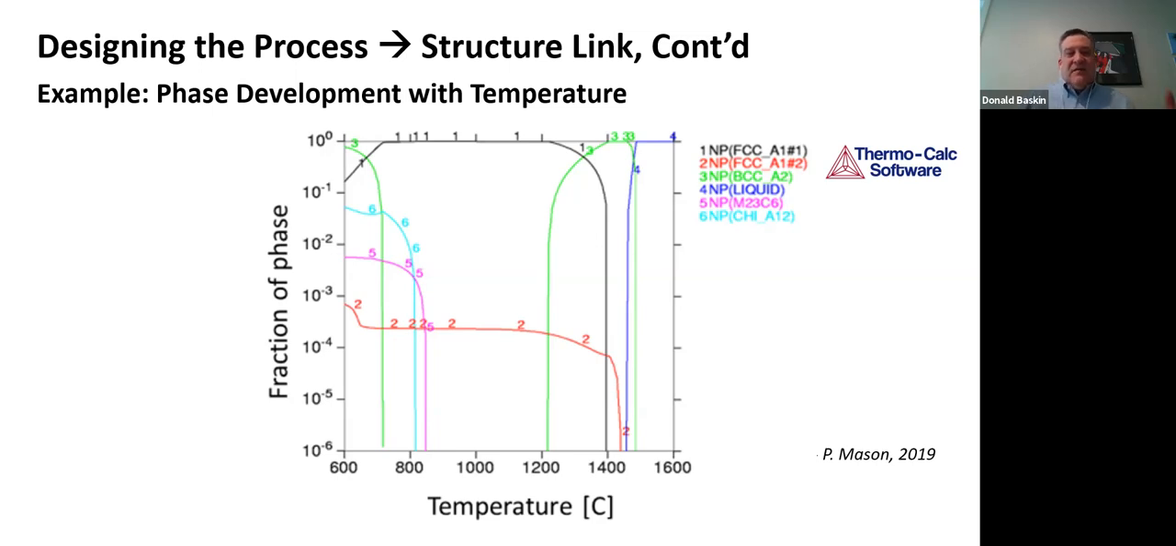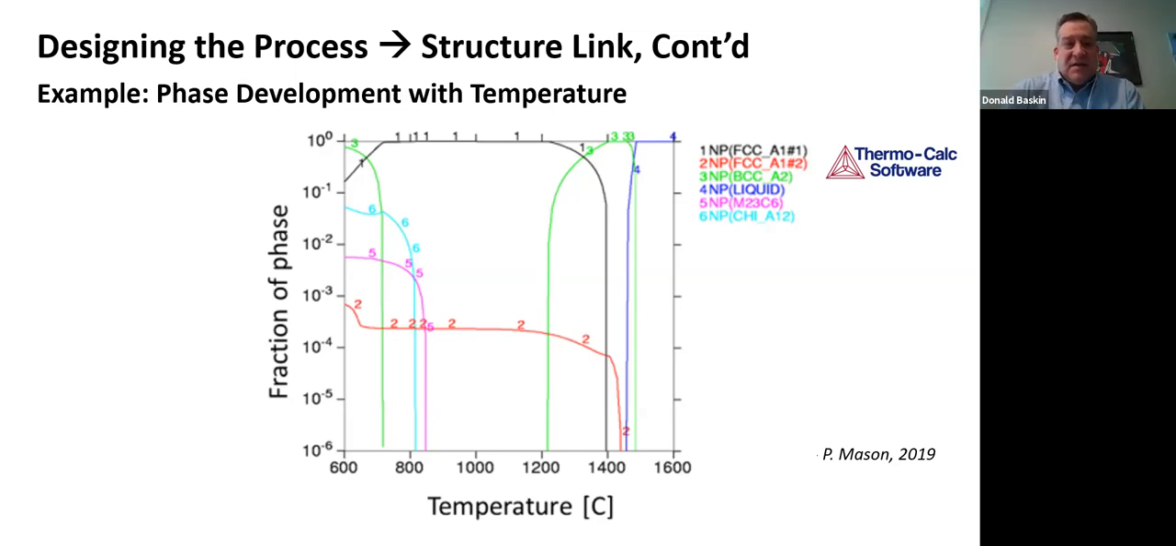It might be that phase 17 has the lowest thermal expansion coefficient. And then I can engineer the composition. I can tweak the nickel concentration a little bit, for example, to ensure that after I heat treat, I'm still stuck with that phase number 17. And that's really the designability here.